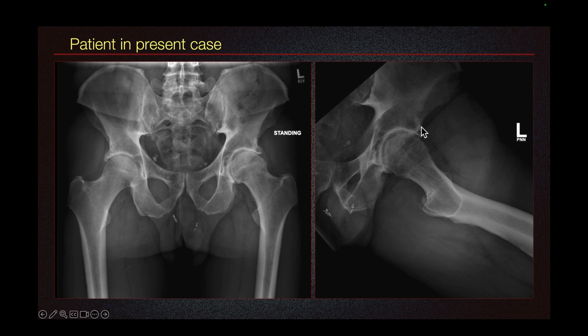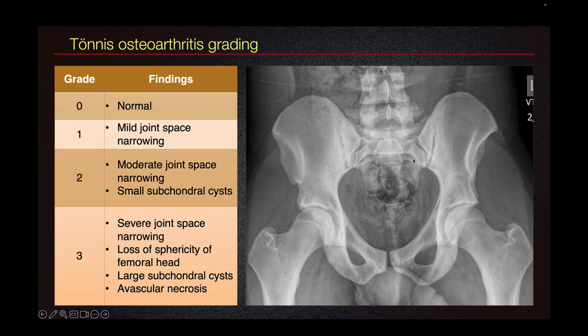and the acetabular osteophyte. There are different grading systems for hip osteoarthritis on radiographs, and one of them is Tönnis system. In this, grade 0 refers to normal hip without any osteoarthritis. In grade 1, there is mild joint space narrowing. In grade 2, there is moderate joint space narrowing, and there can be small subchondral cysts. In grade 3, there is severe joint space narrowing. There can be loss of sphericity of the femoral head. There can be large subchondral cysts and avascular necrosis.